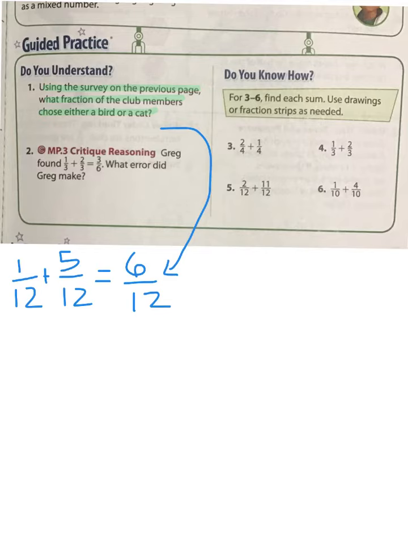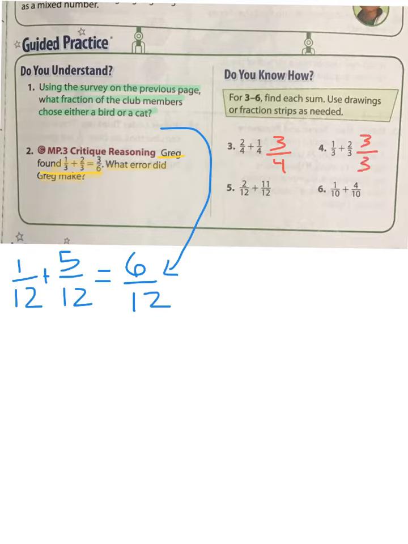Number 2, Greg found 1/3 plus 2/3 equals 3/6. We want to find out what error Greg made. Well, just like on the previous page, he added the denominators, and he should not have. Number 3, 2/4 plus 1/4 is just going to be 3/4. Just add the numerators. Number 4, 1/3 plus 2/3 is going to be 3/3, or 1.